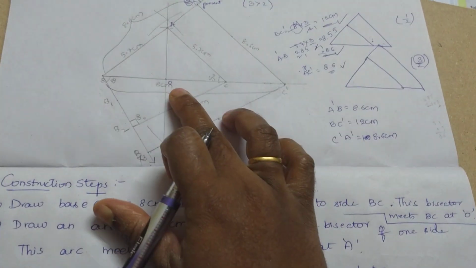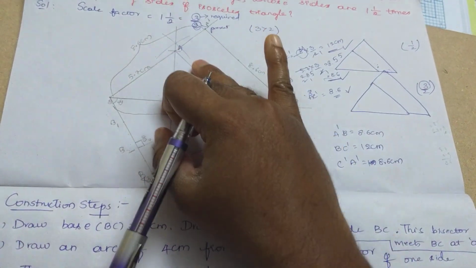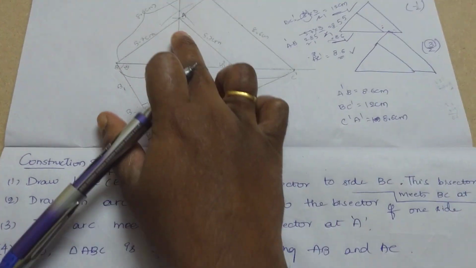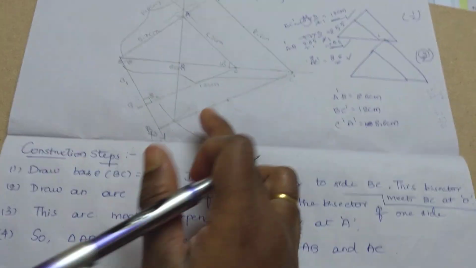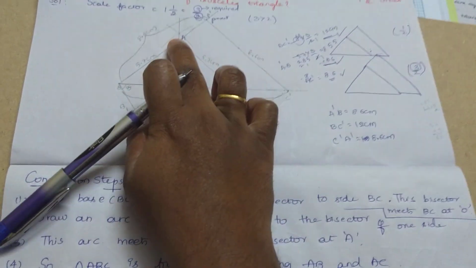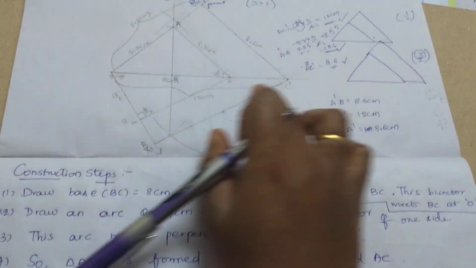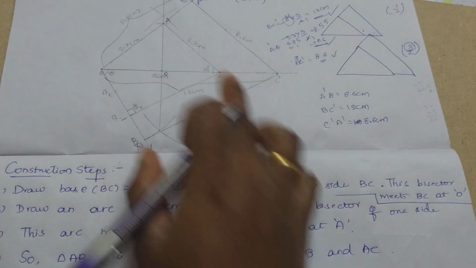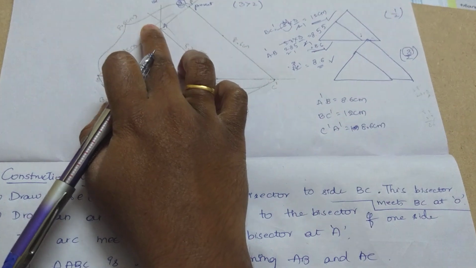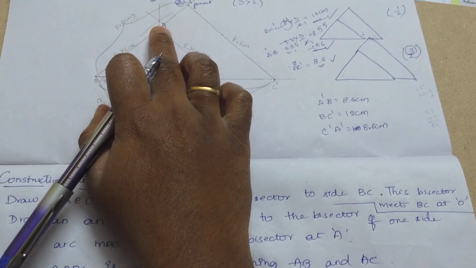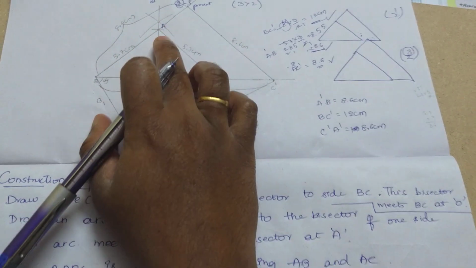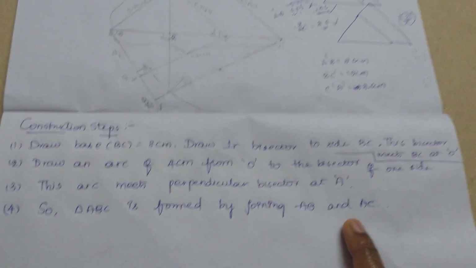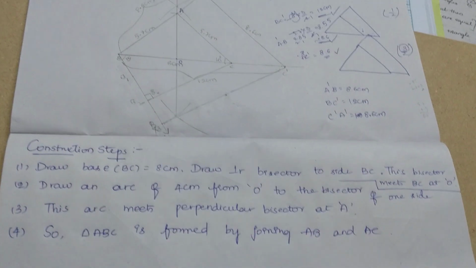So from O, what did we do? We have drawn an arc from O to the bisector on one side. You can draw here or you can draw here. For explanation, I have drawn on one side. So this arc meets the perpendicular bisector at one point, and we have named it as point A. After joining AB and AC, triangle ABC is formed. So we have formed the isosceles triangle.